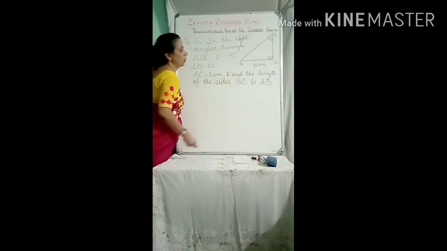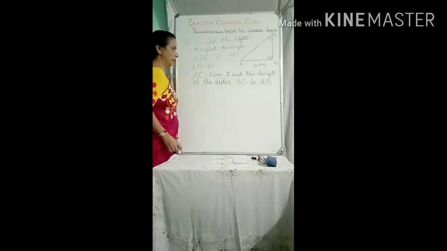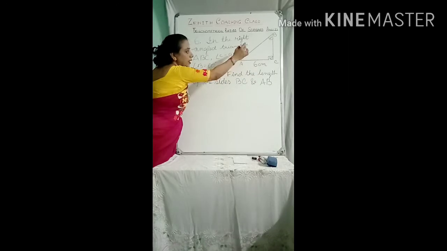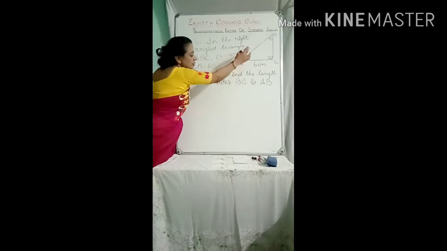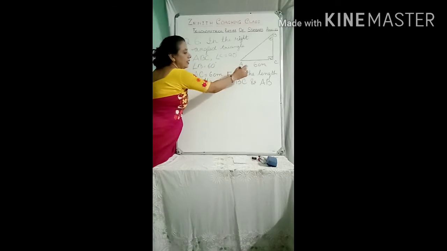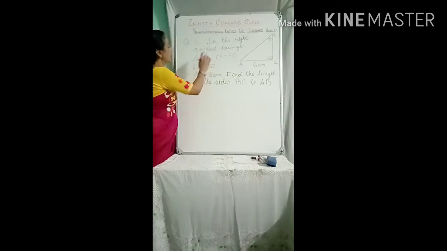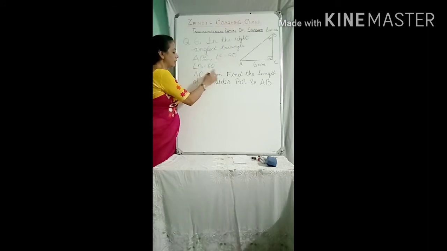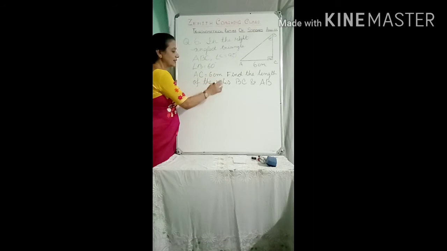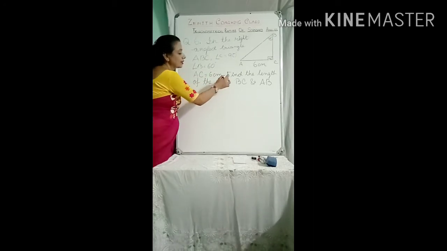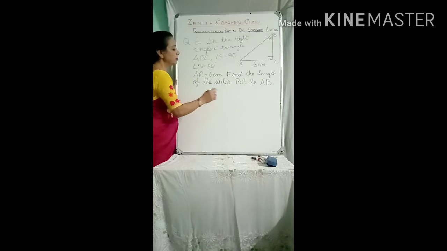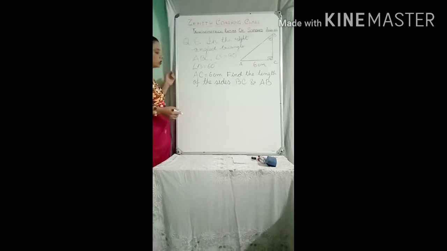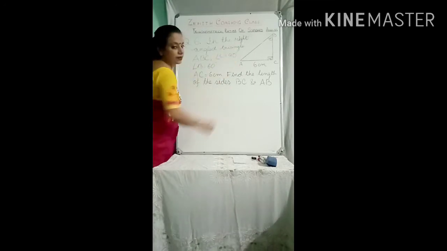Here is a triangle, triangle ABC. It is a right angle triangle. C is 90 degrees and B is 60 degrees, so theta is 60 degrees, and AC is 6 centimeters. So in the right angle triangle, what's given is angle C equals 90 degrees, angle B equals 60 degrees, and length of AC equals 6 centimeters. What you have to find is the length of the sides BC and AB.